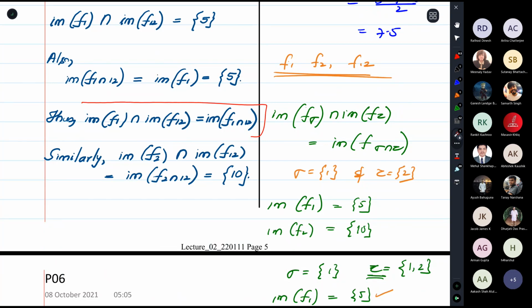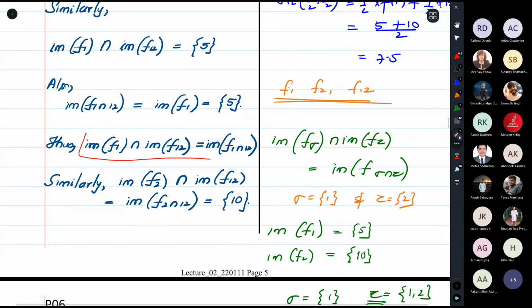Okay, so let me pause here for a second or two. If there are any questions with regards to how we managed to show that these two sets are one and the same, please let me know. This would be a good time to discuss that. Okay.